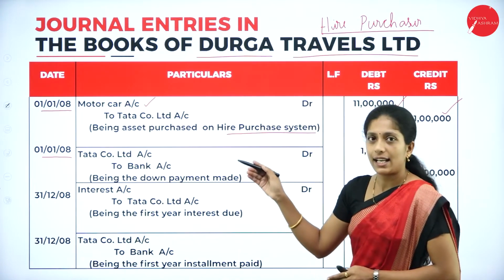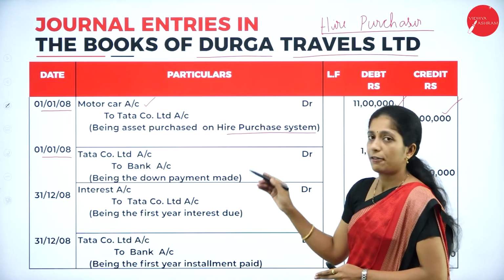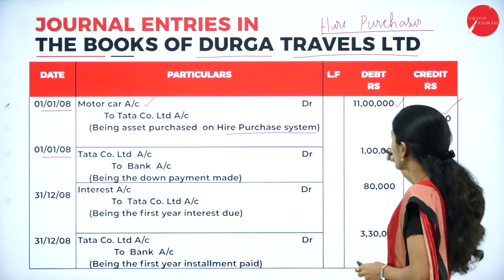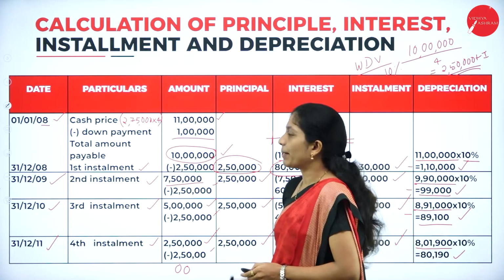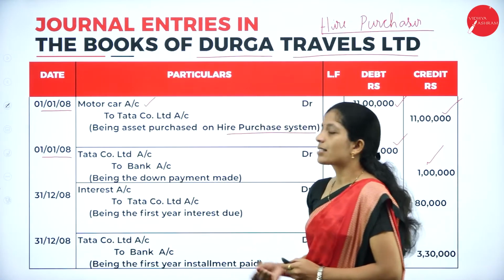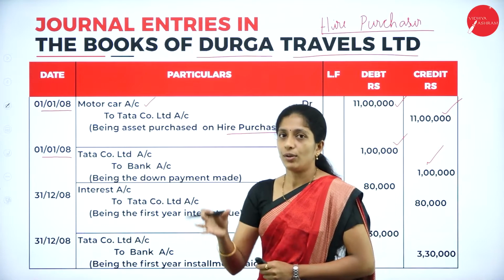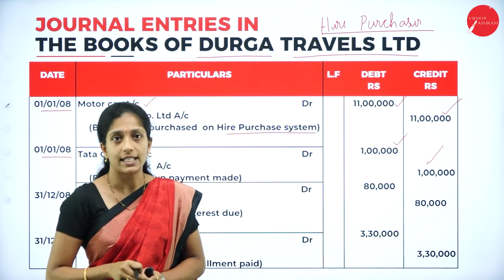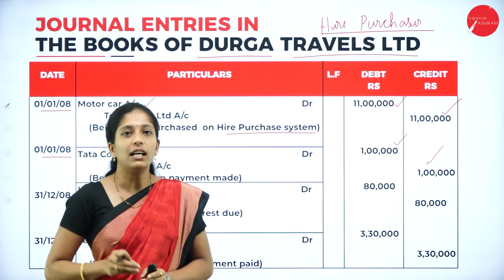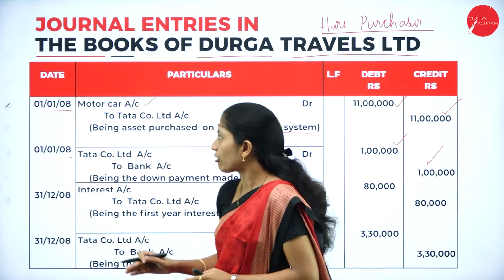So hire seller, that is Tata Company Limited account, debit to bank account. So how much have they paid as the down payment? 1 lakh, right? So they have made the down payment of 1 lakh. Next, what do you have to do? Now we are done with the date on which they received the asset. Now come to the end of the financial year.